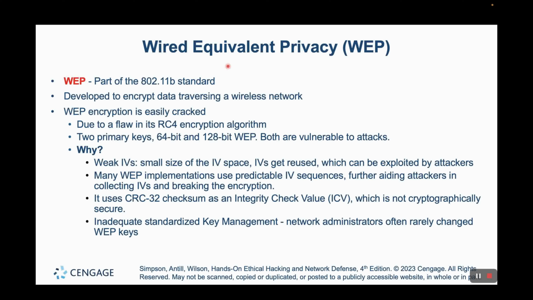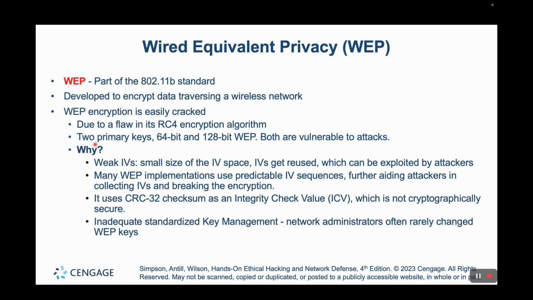Now, let's talk about Wired Equivalent Privacy, which is part of a very old wireless standard, the 802.11b standard. It was developed to encrypt data traveling in the wireless network. WEP encryption is easily cracked. Why? Well, simply due to a flaw in the RC4 encryption algorithm. It uses two types of primary keys, the 64-bit and 128-bit key. Both are vulnerable to attacks.